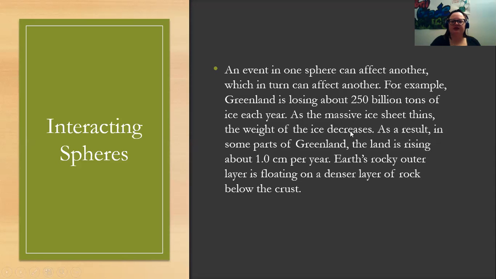As the massive ice sheet thins, the weight of the ice decreases. As a result, in some parts of Greenland, the land is rising about 1 centimeter per year. Earth's rocky outer layer is floating on a denser layer of rock below the crust.